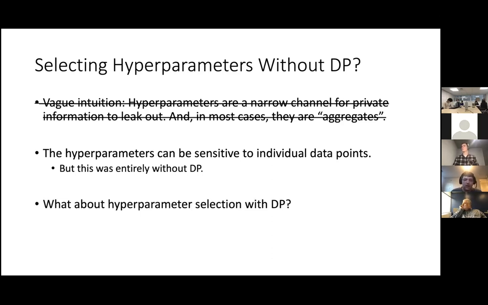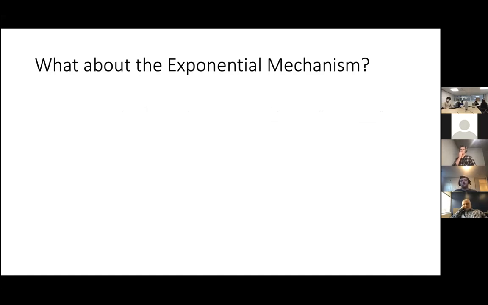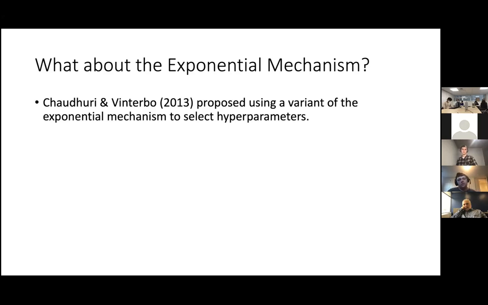So the next question is obviously, okay, this was very much a straw man. We've done nothing to protect the data. What happens if we try doing it with differential privacy? So I think the first thing you would think of is to apply some version of the exponential mechanism. We've got a bunch of options, we want to select one. The canonical algorithm is the exponential mechanism.